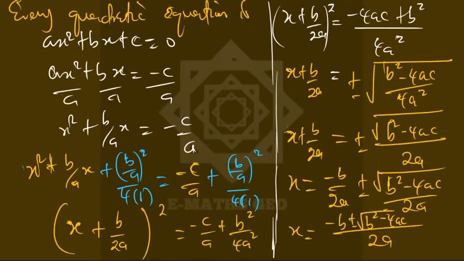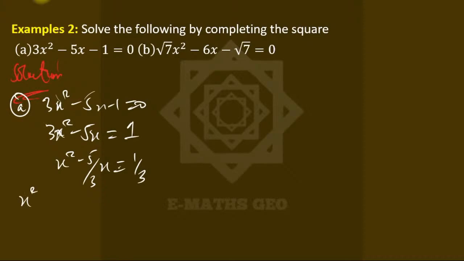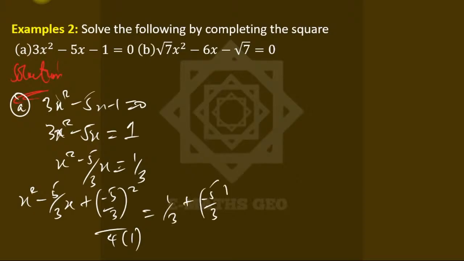If you follow the steps, the best thing is to move the constant term to the other side, so from negative 1 to 1 now. So I have 3x squared minus 5x. The next thing is to divide both sides by 3. Then we add something, because our target is to make the left hand side a perfect square. So we'll always add minus 5 over 3, all squared, over 4 times 1. And I've told you, whatever you add to the left, you add to the right hand side.